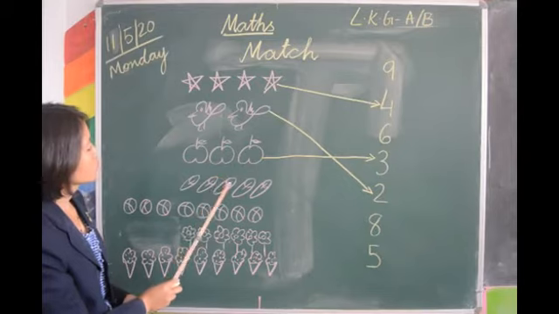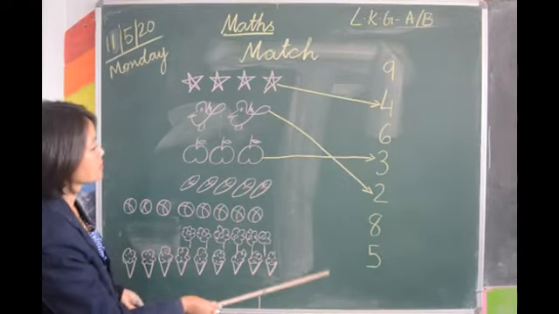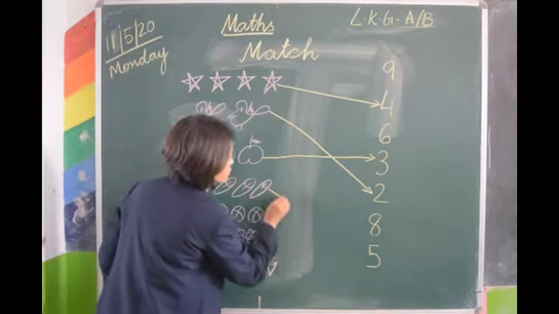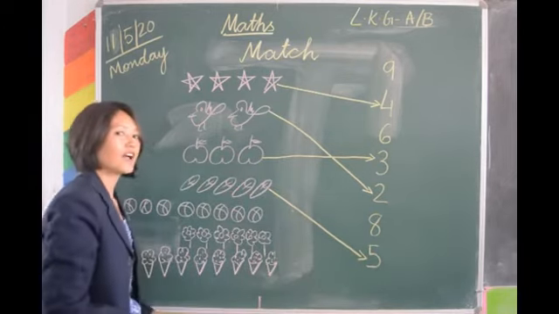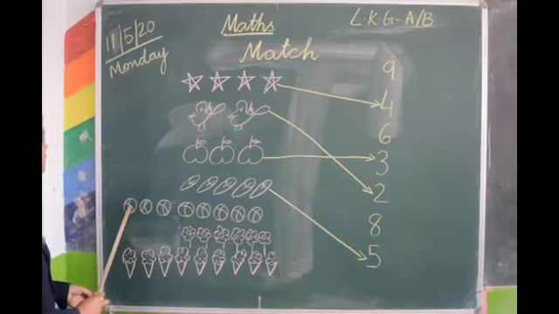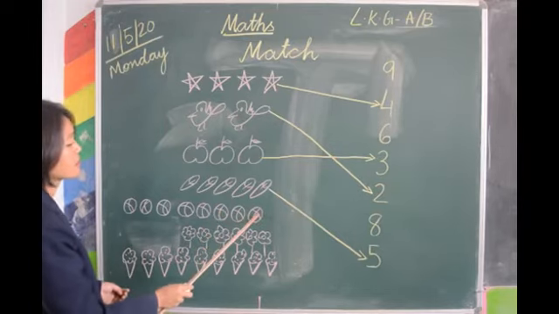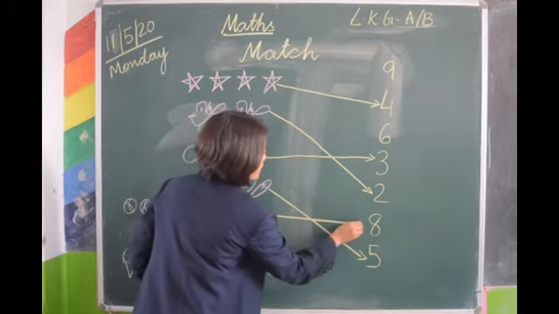Now the long one. 1, 2, 3, 4 and 5. Yes. So let's see where is 5. Yes, correct. Here. So from here you need to draw the line till 5. Here, how many balls are there? 1, 2, 3, 4, 5, 6, 7 and 8. Where is 8? Yes, here. 8.